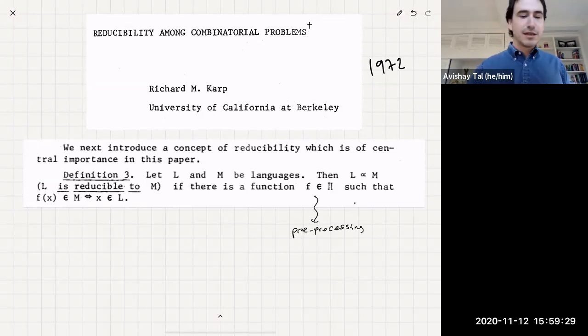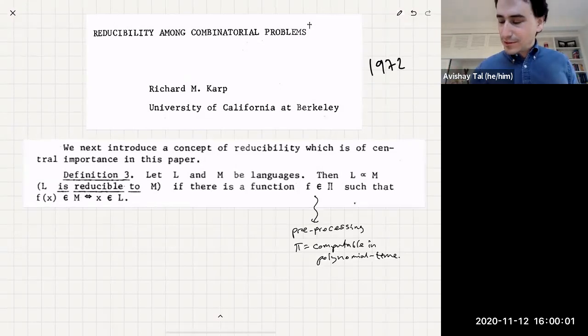To say that a function is in pi, you need to read a little bit above what it means, but it means that it's computable. Pi is everything that's computable in polynomial time. Okay, so there's some reduction computable in polynomial time, such that x is in the language L if and only if f of x is in the language M. And by the way, this notion of a reduction has two names. This is called many-to-one reduction.